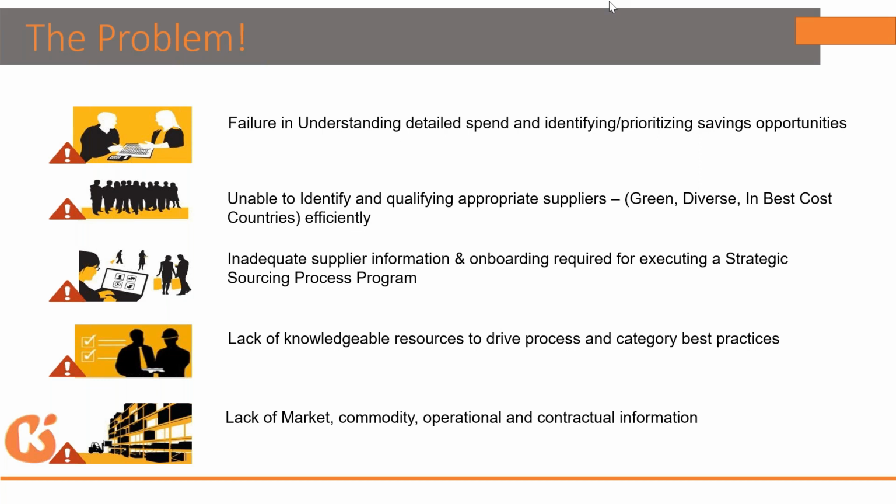So what was the current problem in the current procurement process? It's a reporting issue. First is a reporting issue. So that is what it has been written: failure in understanding the detailed spend and saving opportunities. That is one of the issues. Then the most important thing is being unable to identify and qualify the appropriate suppliers. It means that supplier management couldn't happen with the help of current procurement solutions. And that is the main need of Ariba.